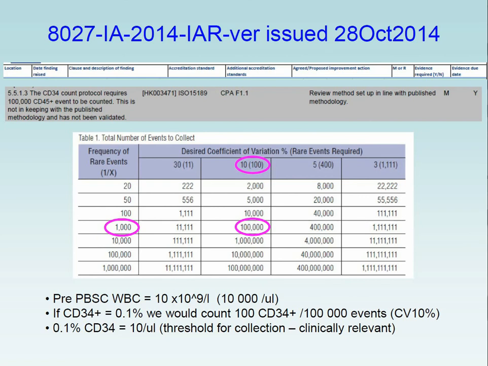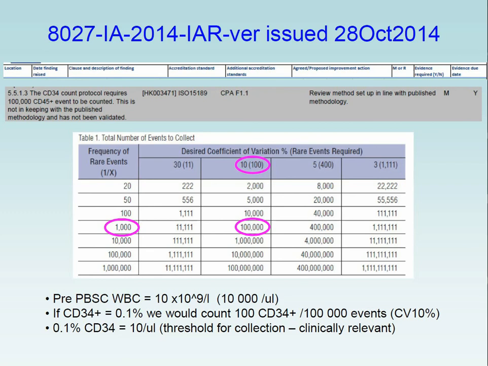And we used 100,000 CD45 events because if you took a peripheral blood stem cell harvest that had a white count of 10, then that was the equivalent of 10,000 cells per microliter. If your CD34 positive value is 0.1% in that sample, we would have counted 100 CD34 events in 100,000 CD45 positive events. And that would have given us a CV of around about 10%.